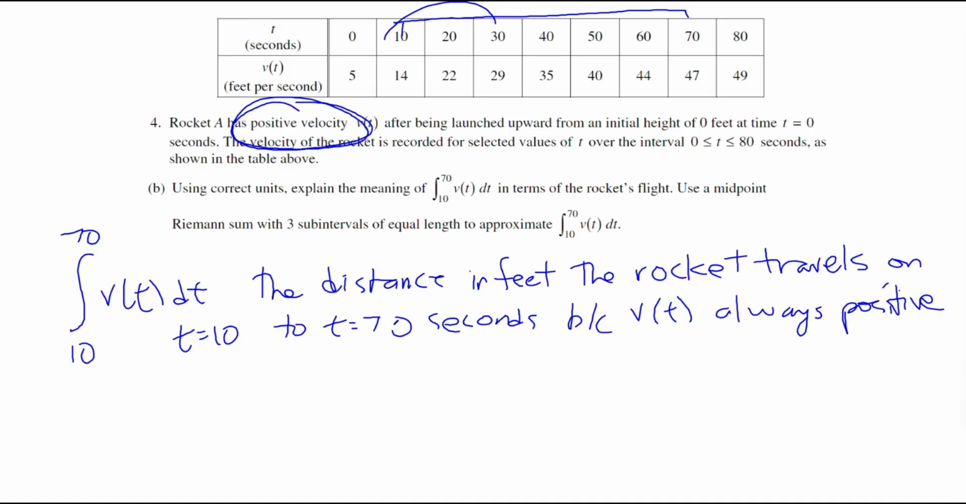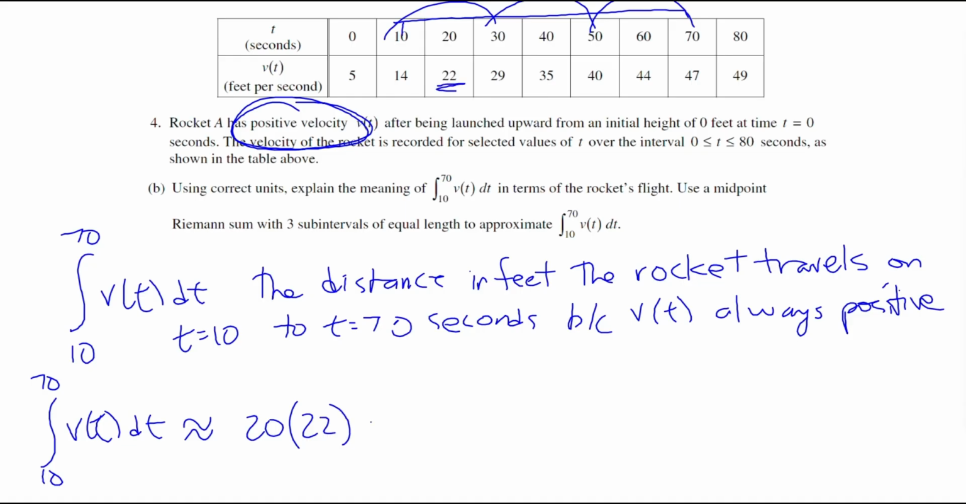That's going to be 10 to 30, 30 to 50, and 50 to 70. And a midpoint Riemann sum just says take the width of each interval, which is going to be 20. And in fact, it's always good to write this: the integral from 10 to 70 of v of t dt is approximately equal to, that first width from 10 to 30 is 20, times the midpoint, the velocity at the midpoint of there is 22, right?